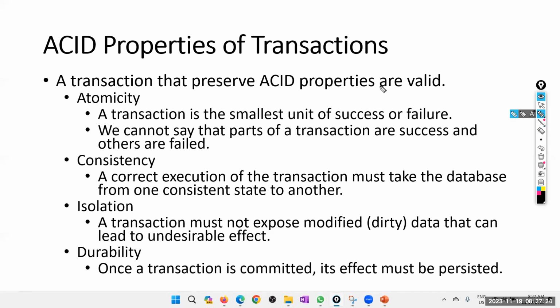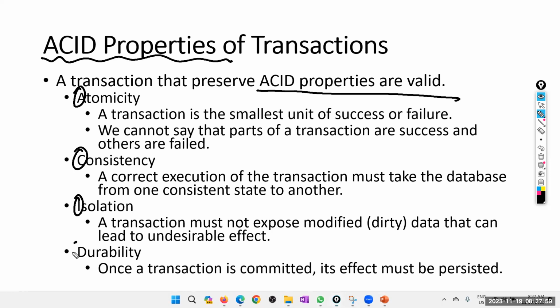Confidence. Right. So now let's look at the ACID properties of a transaction. A transaction that preserves ACID properties is valid. And if a transaction cannot preserve any of the ACID properties, then we say that transaction is invalid. So the database management system's task is to make sure that each and every transaction is done with ACID properties preserved. So what are the ACID properties? It's an acronym: atomicity, consistency, isolation, and durability.